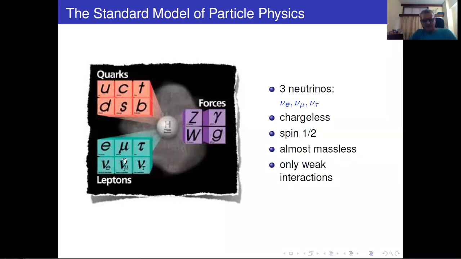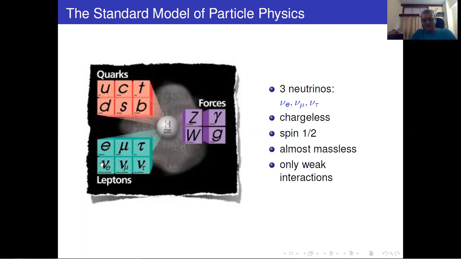And corresponding to each of them, there is a neutrino. They're called electron neutrino, muon neutrino, and tau neutrino. So these neutrinos have these three names. I would often call them nu e, nu mu, and nu tau. They are all chargeless. They are spin half. They are almost massless, and they have only weak interactions. So they interact only with Z and W bosons, and they don't interact with the photon. They don't interact with gluons. I am not talking about Higgs. We'll come to that at some point. With Higgs, it's slightly complicated.